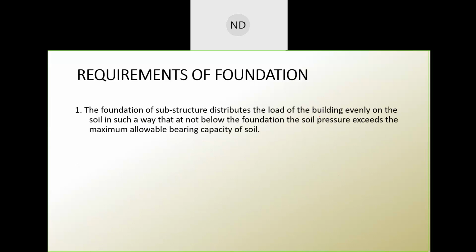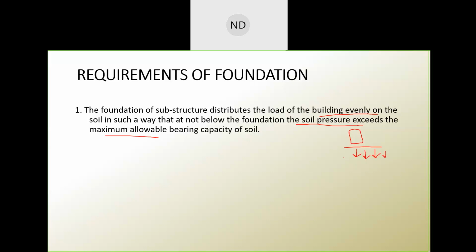The foundation or substructure distributes the load of the building evenly on the soil in such a way that the soil pressure below the foundation does not exceed the maximum allowable bearing capacity of the soil. That means your foundation should be strong enough to distribute the load of the superstructure evenly on the ground, such that the bearing capacity of the ground does not become lesser than the load which is coming.